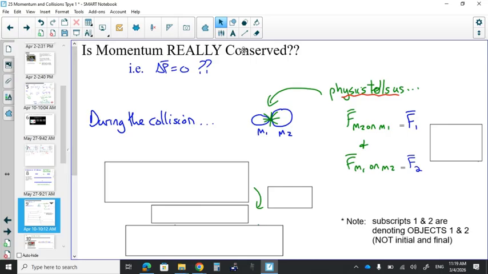So is momentum really conserved? Is this true? Are we just being told this? Do we just trust that it's true? Well, let's look at a collision.